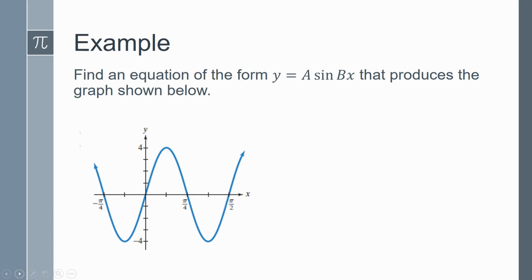So let's take a look at this picture. Find an equation of the form y equals a times the sine of bx that produces this graph. Okay, so the first thing that I notice is that they're wanting the most basic of basics. There's no phase shift and there's no vertical shift. So we just need to figure out what is our amplitude because that's going to be in relationship to A. And then what is our period because that's in relationship to B.